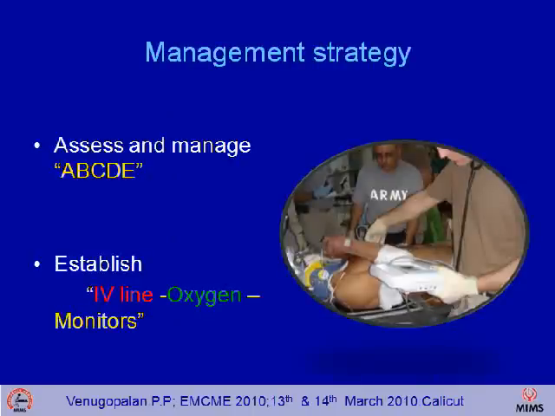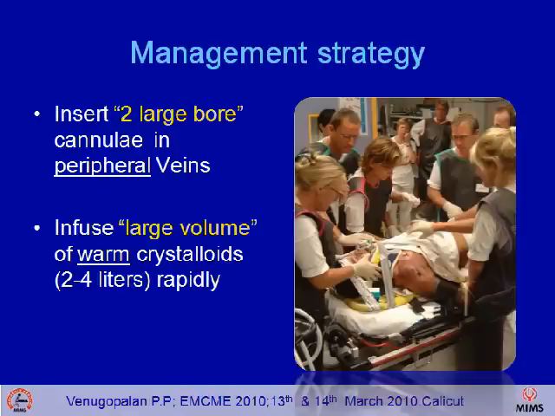The management strategy again focuses on A B C D E, and to establish IV, oxygen and monitor. This is the mantra of trauma management: A B C D E, IV, oxygen and monitor. When managing shock, always put two large bore cannulae in the peripheral veins, not the central vein, because this will infuse more volume, and faster. Infuse a large volume of crystalloid, warm crystalloid rather than ordinary crystalloid.